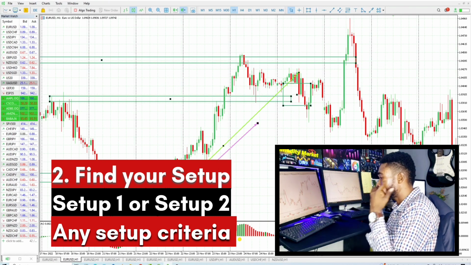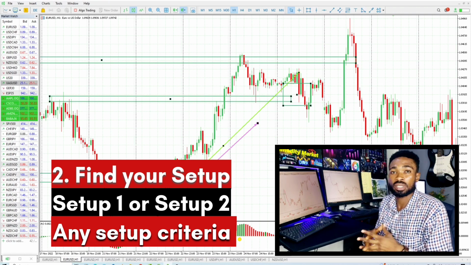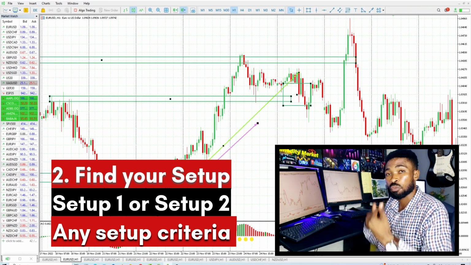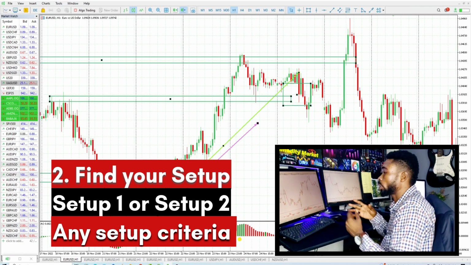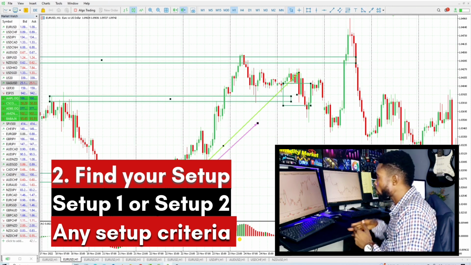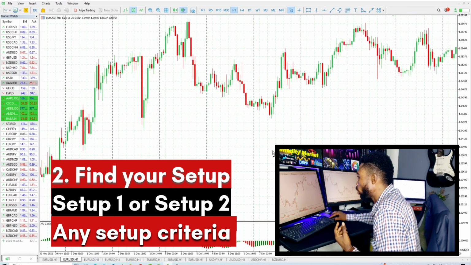So find the setup in your mind first, or you find it on paper. You have tested it. It should be a setup that maybe you've learned from somebody or from anywhere, that you've mastered already. You've learned and mastered. So when you open your chart, you're looking for only those specific setups before you even think of taking a trade. So say the market is trending, you decide to join the trend, right?